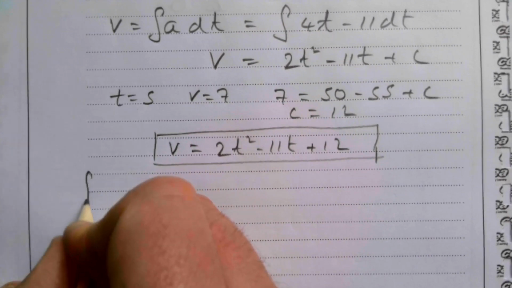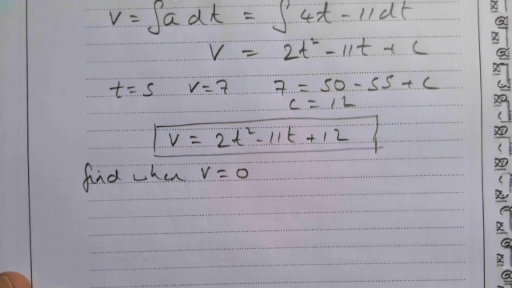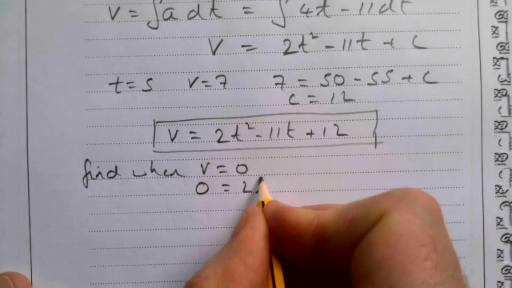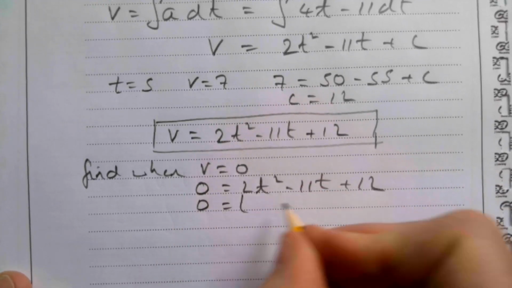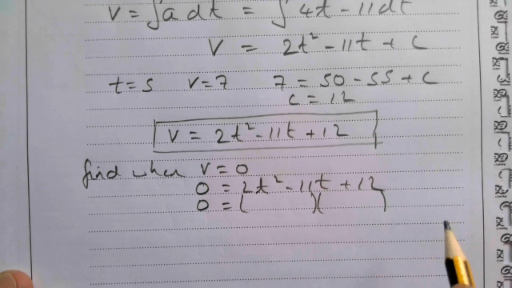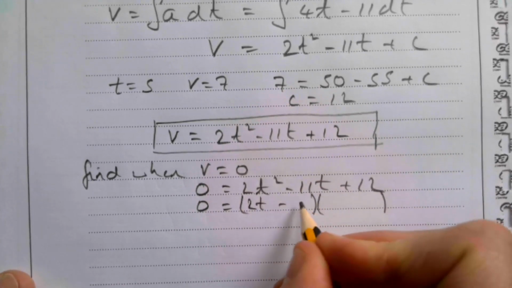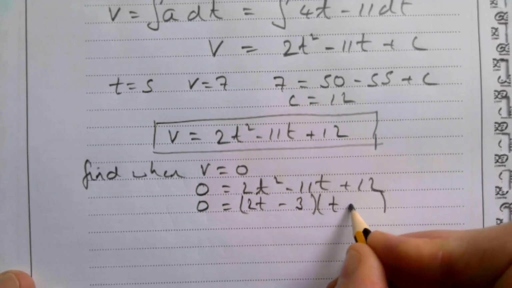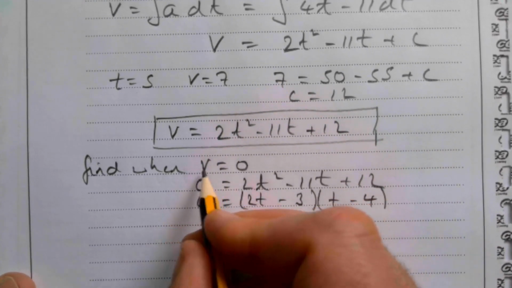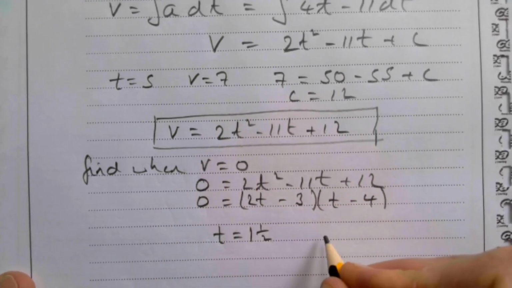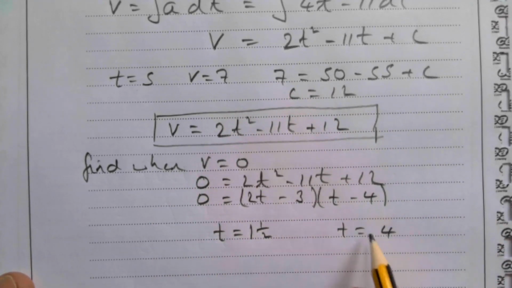So we need to find when v is 0. So 0 is 2t squared minus 11t plus 12. I'm not going to sit and show you how to factorize quadratics. You should know that already. 2 times the 12 gives 24, so we will have 2t minus 3, and t minus 4. So my two values of t, whenever it's at rest, because we've just put v equal to 0, are t equals 1.5, and then t equals 4.